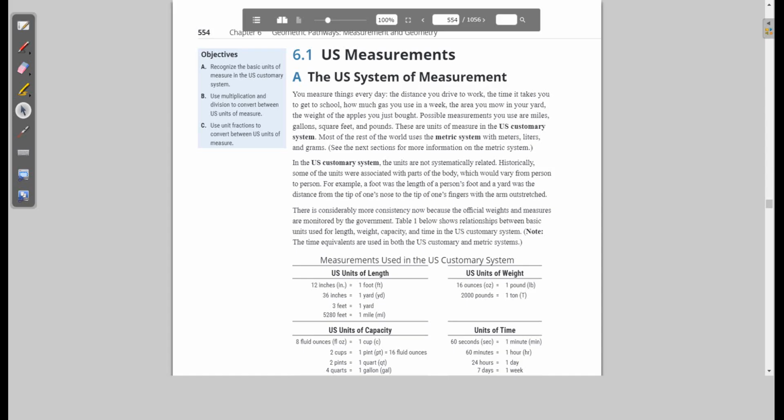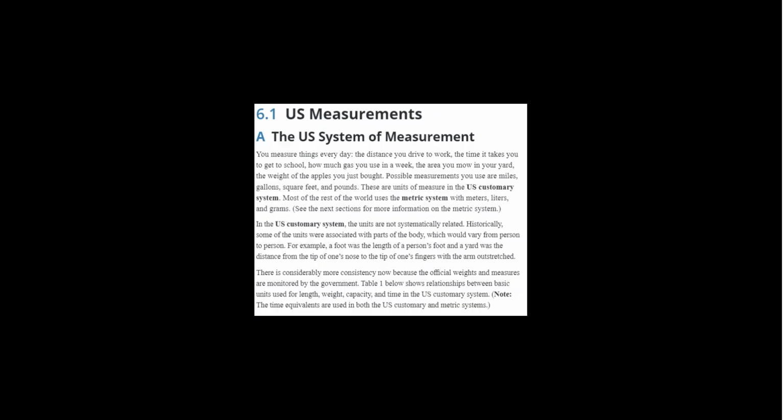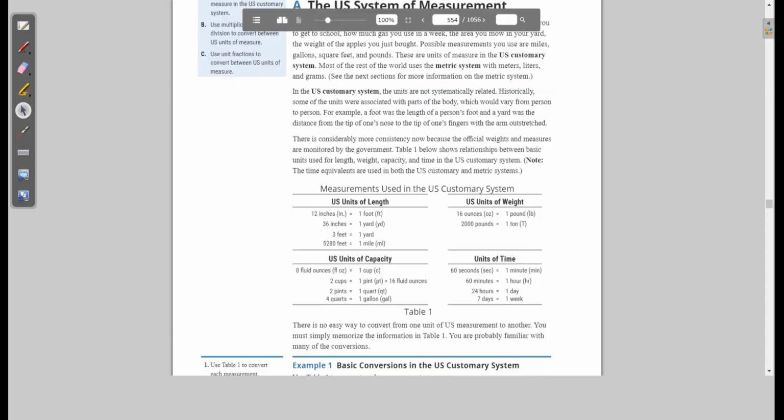Okay, today we're talking about Chapter 6, Section 1, the U.S. measurements. Okay, so you've probably heard all of your life how the United States does measurements is kind of whack. And the thing is, to the rest of the world it is, but to us, it's what we use. And we're going to talk about conversions here.